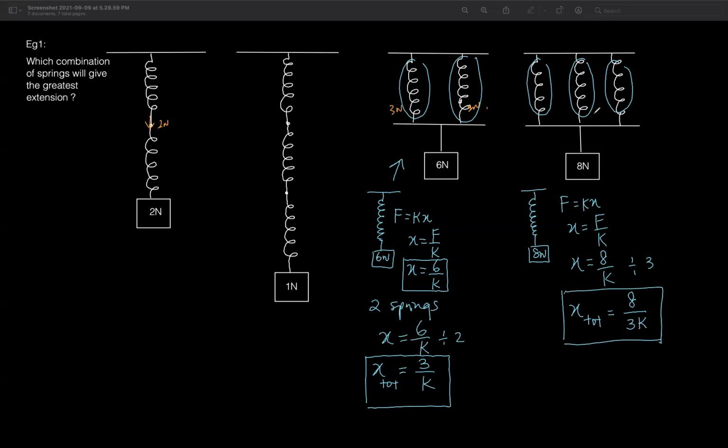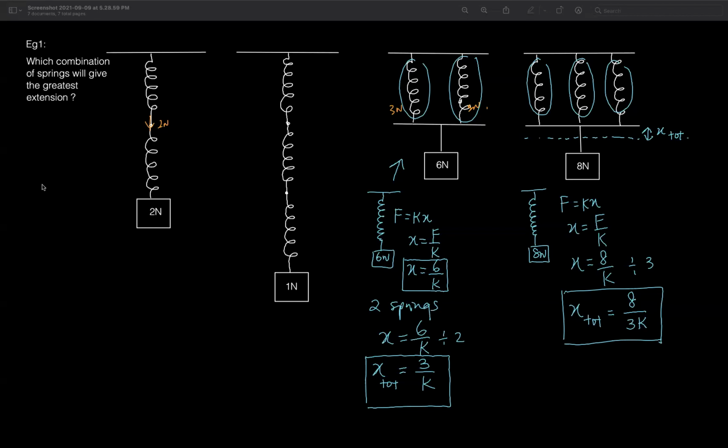So here it only extends this much, X total. Each and every spring shares the same extension. So we have 3 over K and 8 over 3K. How about the first two? Let's solve for the first two.